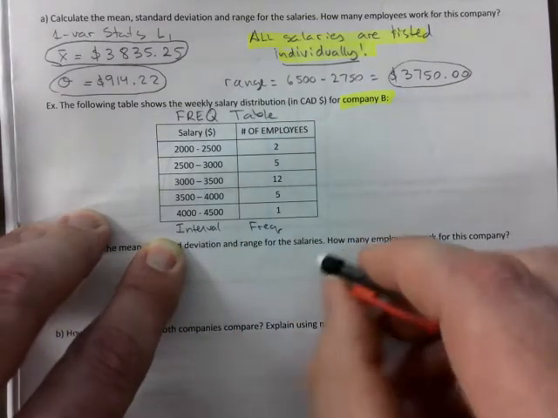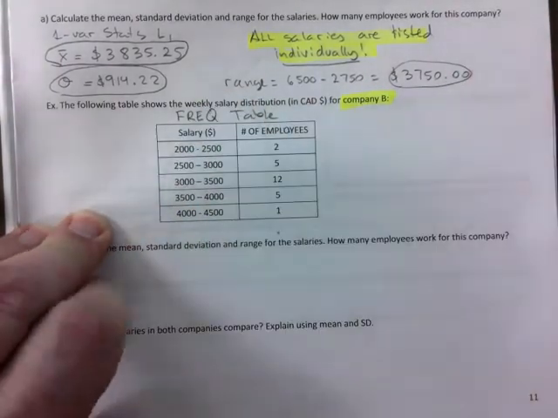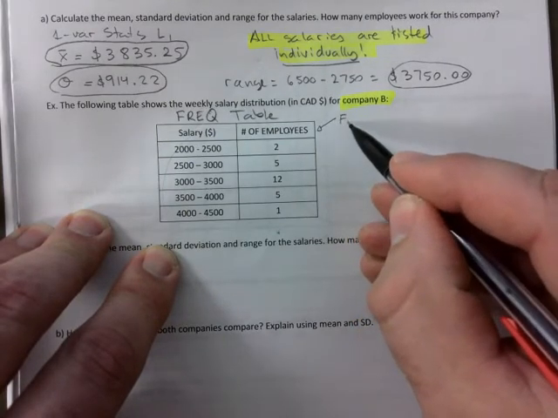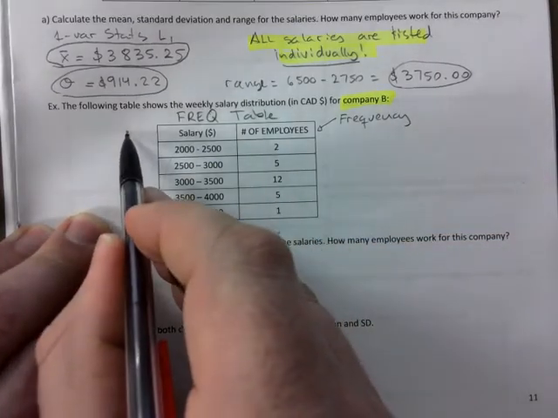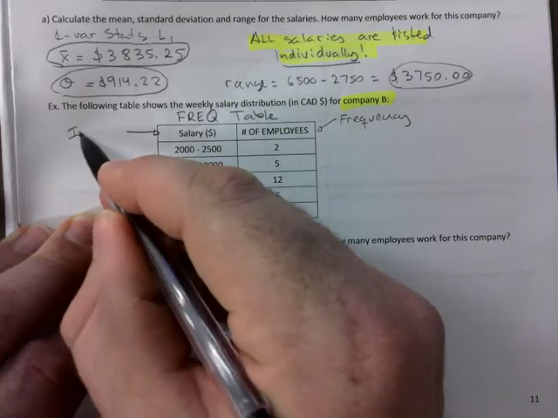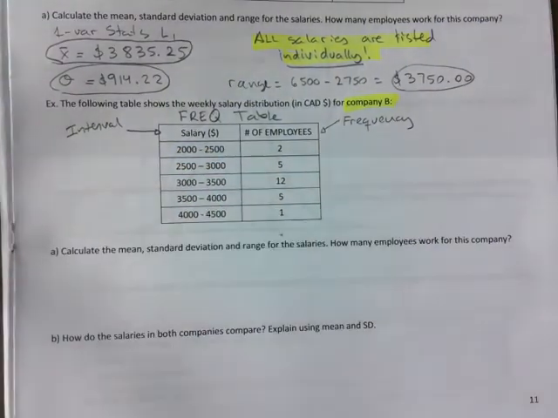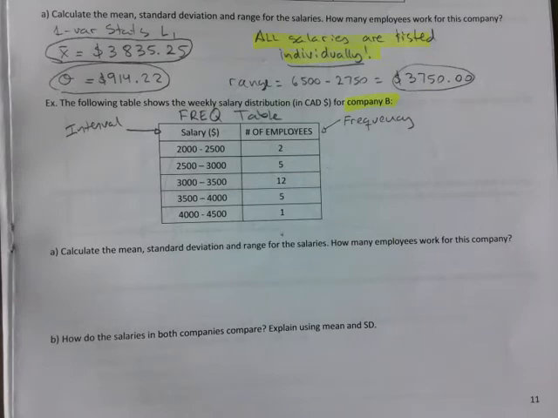Can I change that? Sorry. Some of you are mumbling. Why would you do that? So this is the frequency. I need that space, that's why. And this is the interval. Okay. So when you look at one like that, you should recognize right off the bat that's a frequency table.